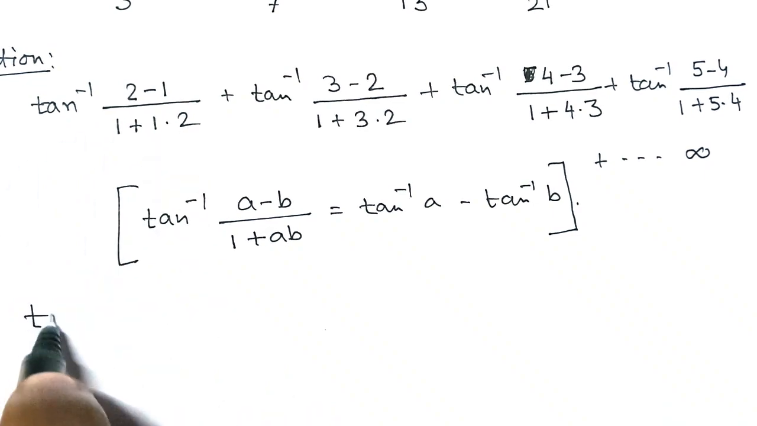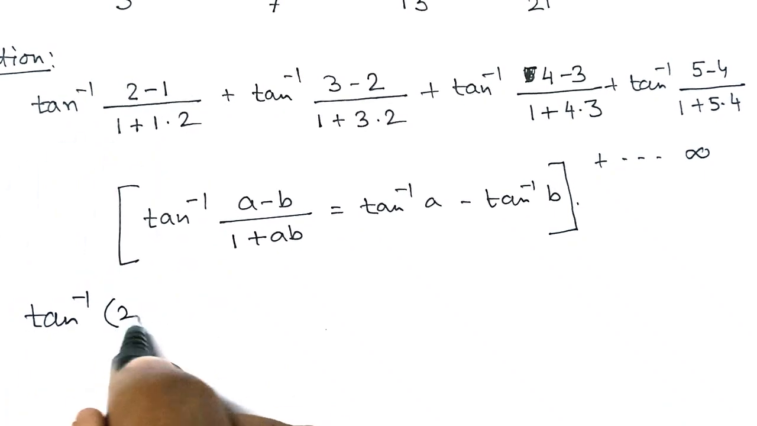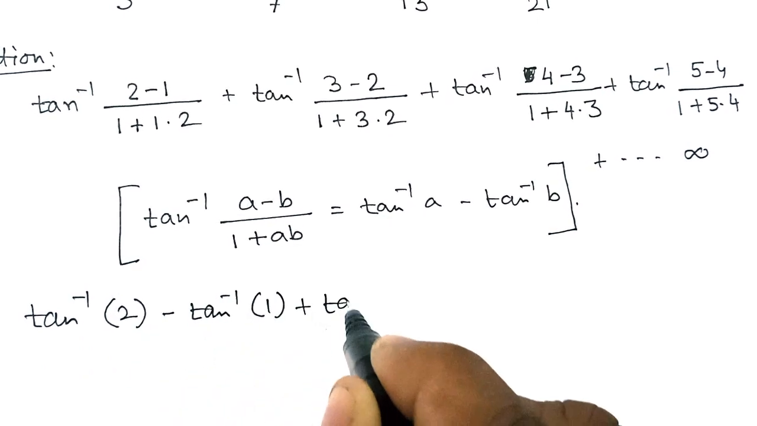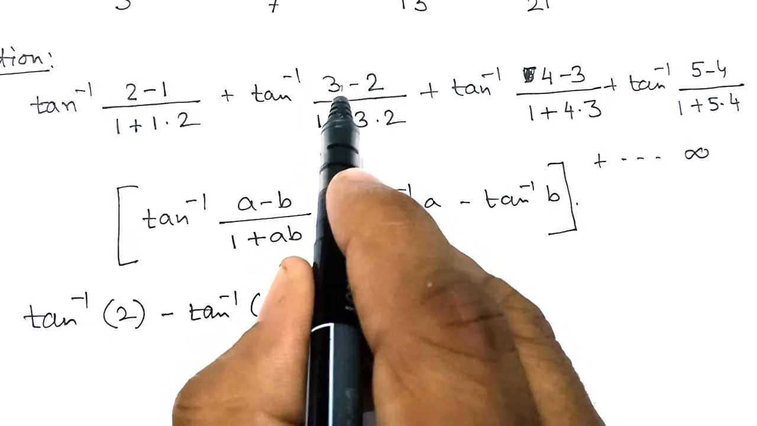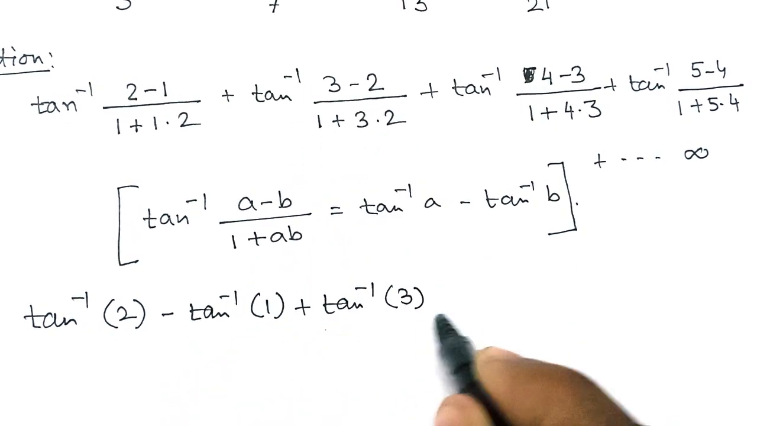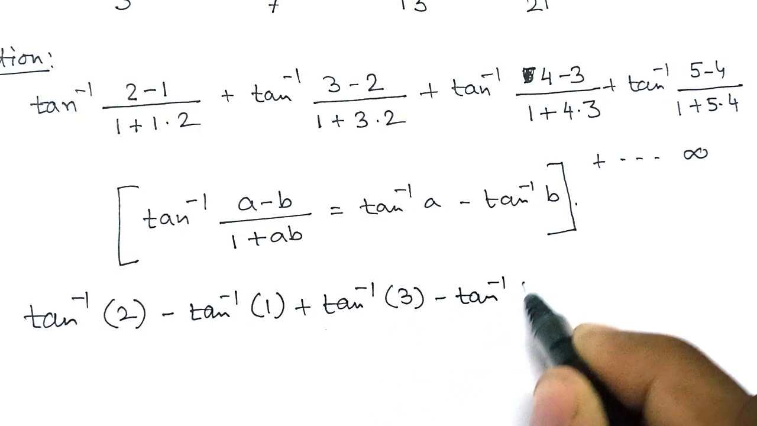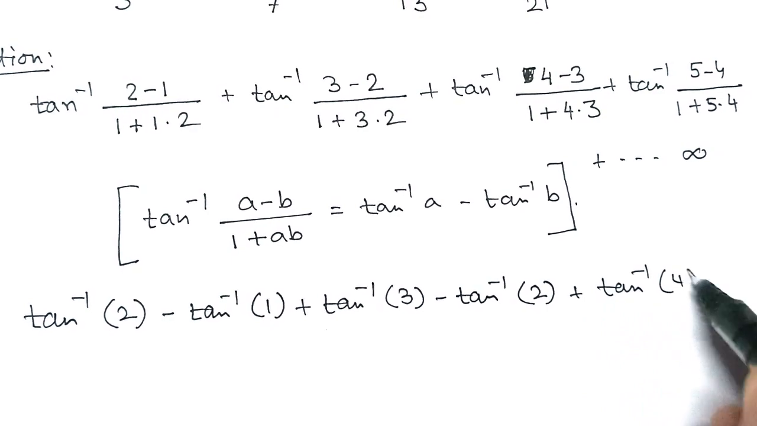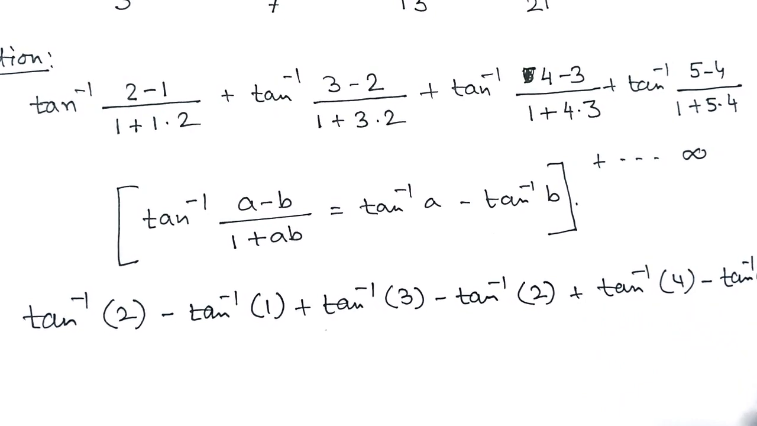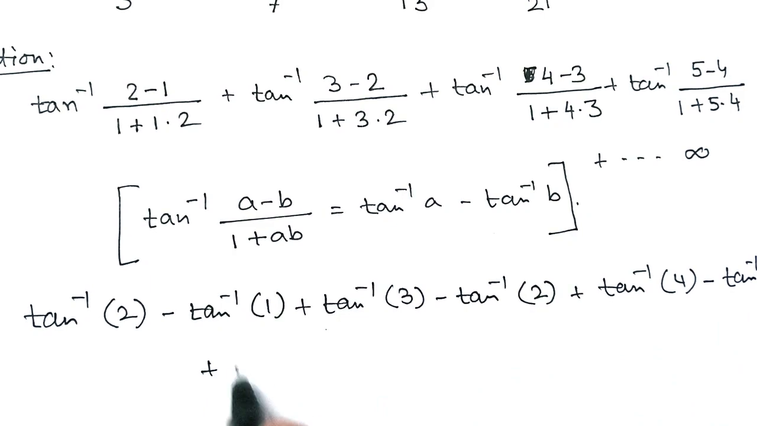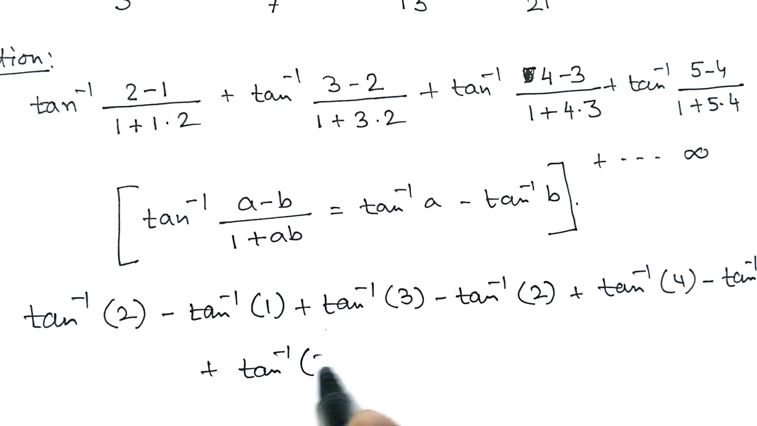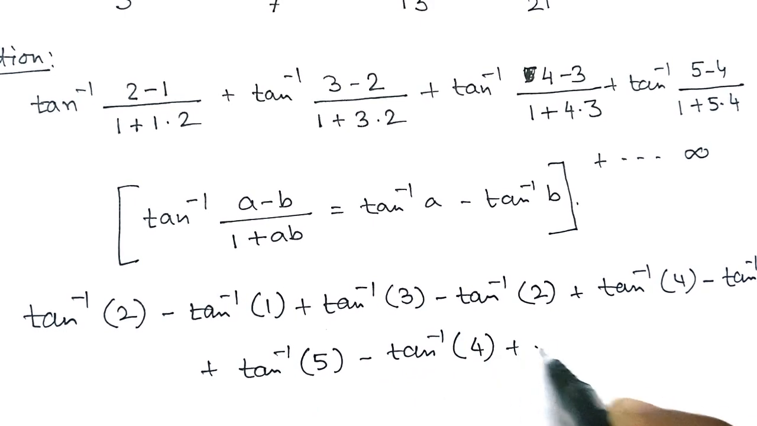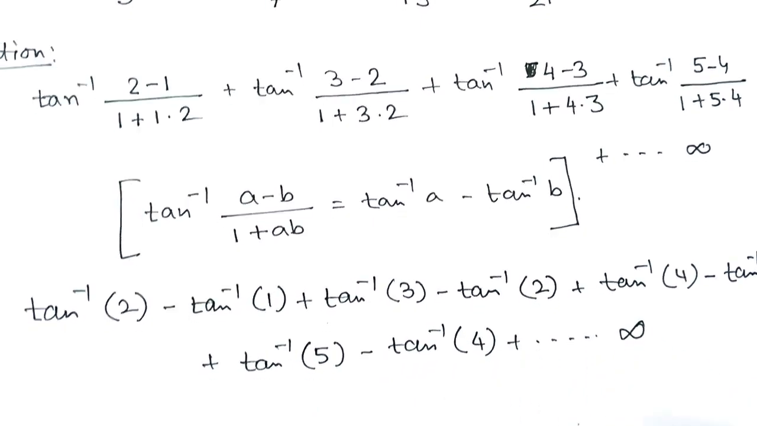So our expression simplifies to tan inverse 2 minus tan inverse 1 plus tan inverse 3 minus tan inverse 2 plus tan inverse 4 minus tan inverse 3 plus tan inverse 5 minus tan inverse 4, and it will be continued to infinity.